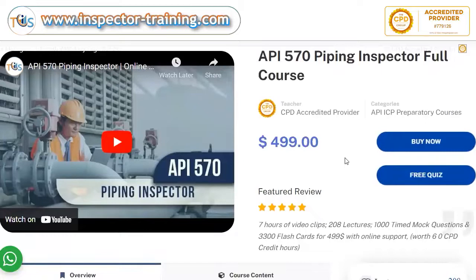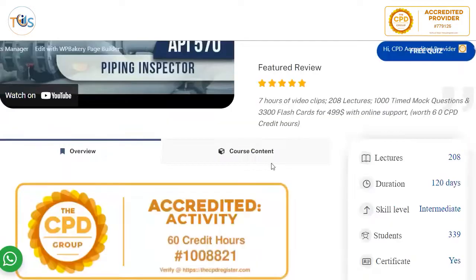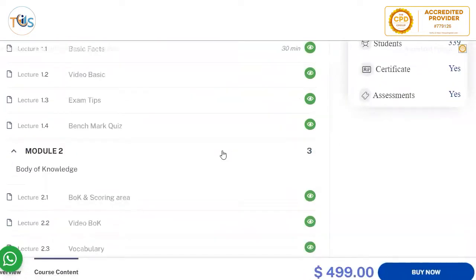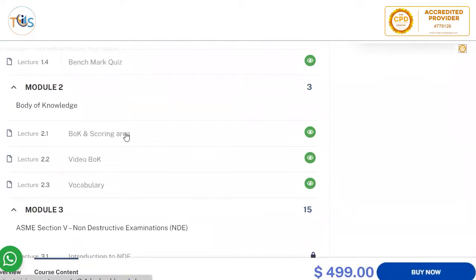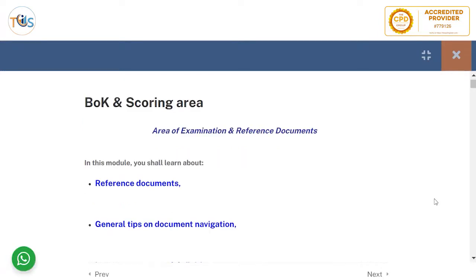Discuss the body of knowledge in the API 570 Piping Inspector examination. So if you go to our course and go to Module 2, which is body of knowledge and scoring area, for free, this will tell you the overall scenario of what you need to study. It complements the previous section, Module 1, about the big facts.